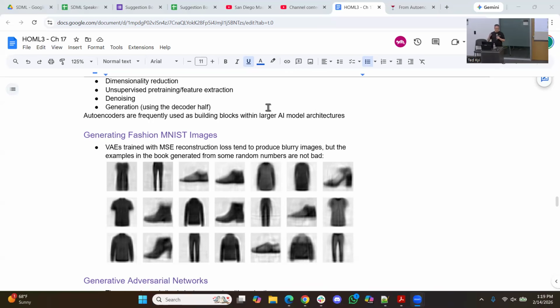Oftentimes, the loss function you're using for training your model is not going to be identical to the actual business end result use case. So in the example of images, mean squared error is usually how people calculate reconstruction loss. You just say, I have the RGB values for the pixel in the upper left corner, and I'm going to subtract my prediction from the actual, square that sum, and that's a number. Okay.